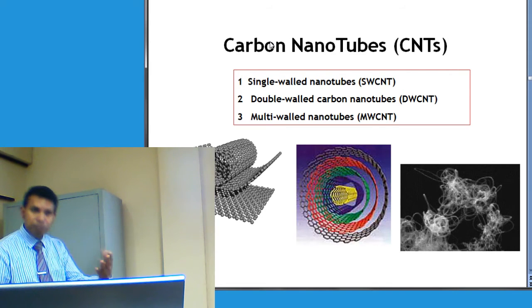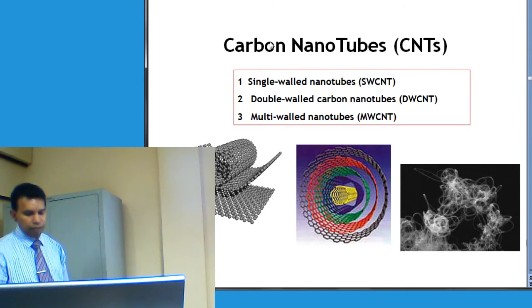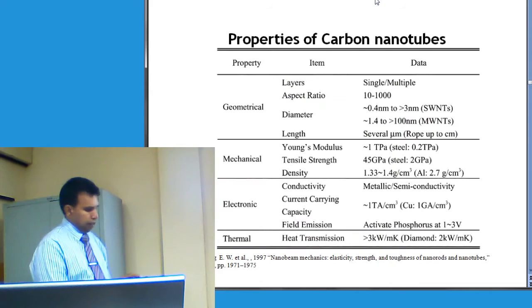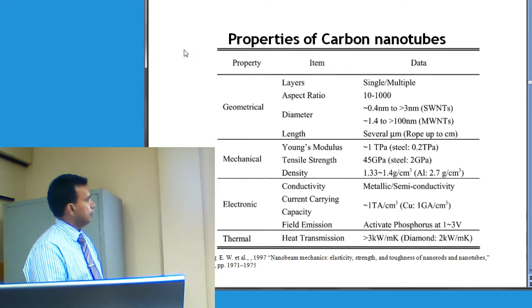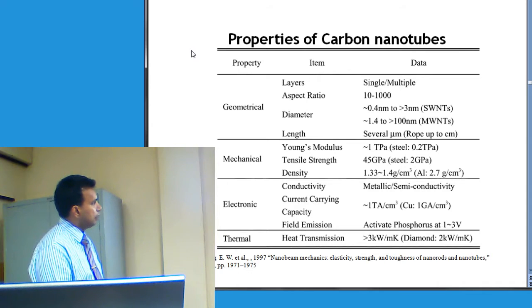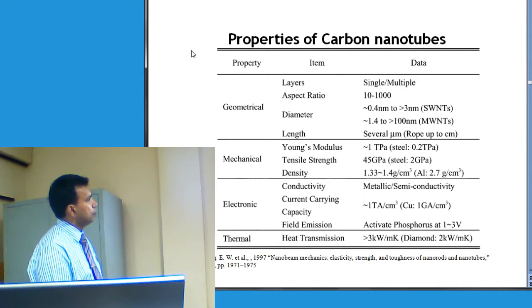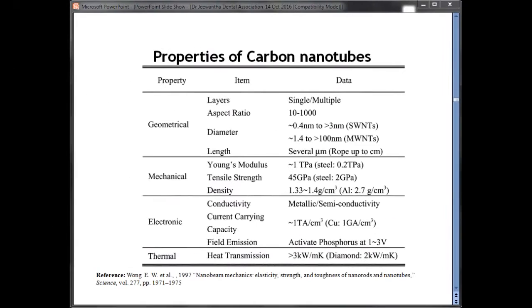They can be used in different products. I will show you some examples. Right. So the properties of carbon nanotubes. Look at this. They behave differently: electronically, thermally, mechanically. Mechanically it is a very hard material. For example, look at this: 45 gigapascal. That is the hardness. Steel is about 2 gigapascal. Carbon nanotube is 20 times harder.